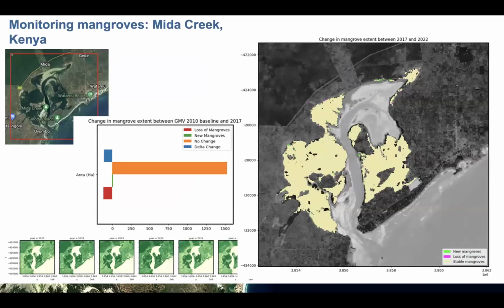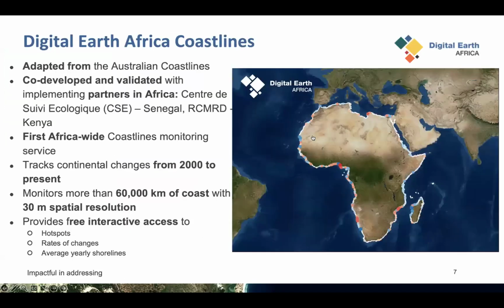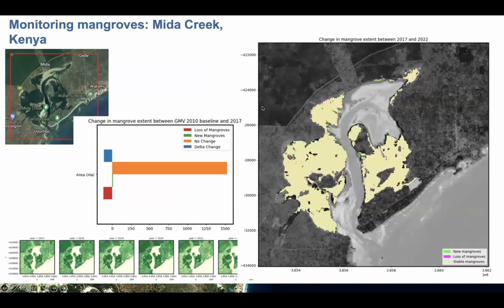This is the example of Mida Creek, and I was working with someone from KEFRI who was able to give me some information that some of these areas were perhaps rebuilt or were prone to change, and how the mangroves were. We could see some of the mangroves were stable, in yellow, and some new ones around this side, and some which were a little bit purple or red, which were maybe destroyed. That's just an example for mangroves.